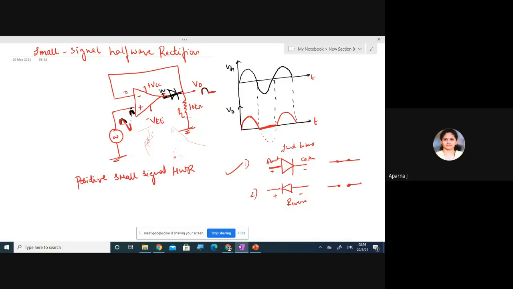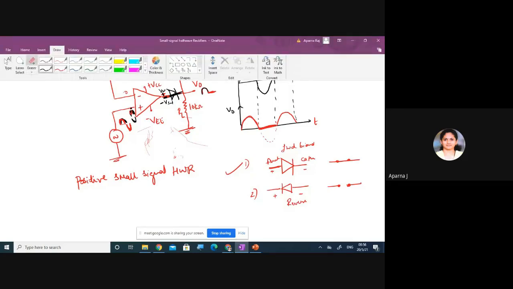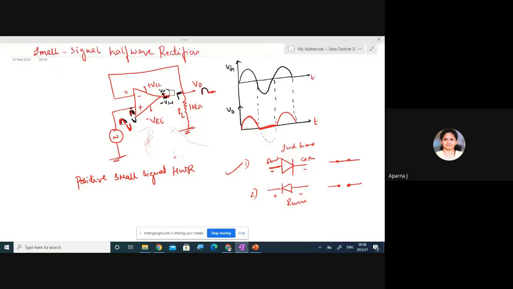Now, when we apply a negative going input, since this terminal voltage is 0, initially the output will go to minus Vsat, and since a negative voltage is applied to the anode of this diode, it becomes reverse biased and acts as an open circuit. Hence there is no connection between these 2 points. So again V naught will be 0.